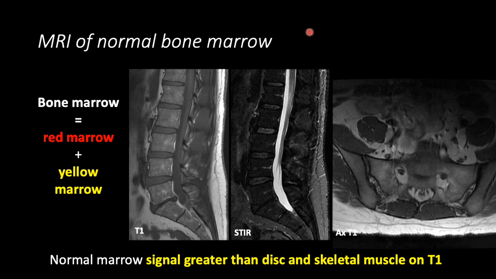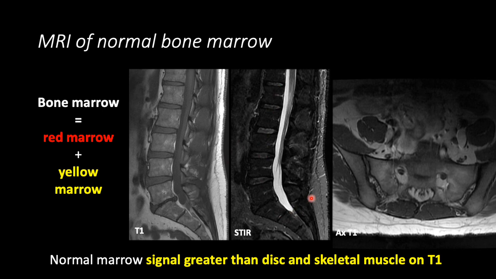And as we discussed earlier, fat is bright on T1 weighted sequences, such as this one. And as a result, bone marrow is relatively bright in comparison to disc and skeletal muscle, and that's your internal reference. On STIR sequences, the fat signal intensity of the bone marrow is relatively suppressed, which is why on STIR the bone marrow is dark.